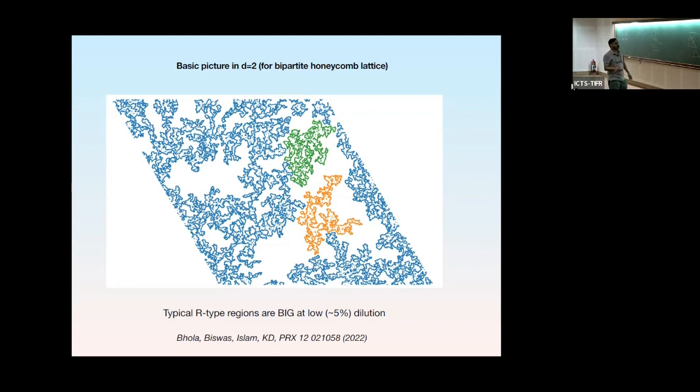So the first statement is, at low dilution in the bipartite case, let's say a diluted honeycomb lattice, the typical R-type regions are huge. This is some 5,000 by 5,000 sample with periodic boundary conditions. And what these guys have done is they've color-coded the biggest three R-type regions. This is the site boundary of the biggest three R-type regions, and you can see they're huge. The white stuff is lots of other stuff which they've just not drawn. So that's the first statement: they get very big at small dilution. Now, to answer Shubhro's question, there are clusters on all scales, and we are doing experiments to look at them, right?